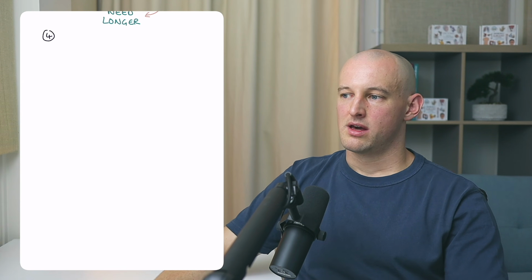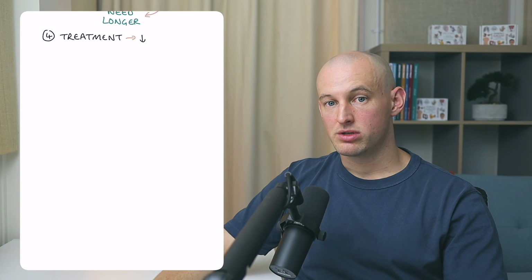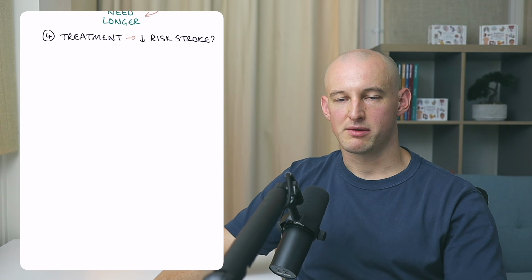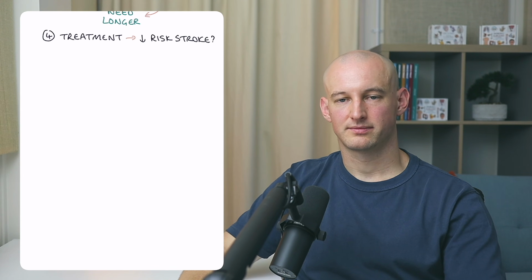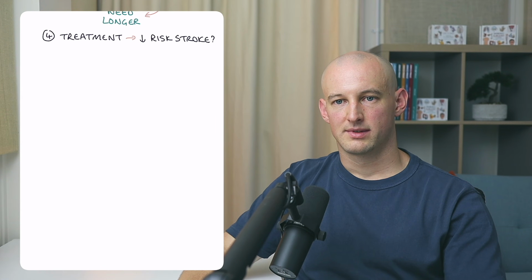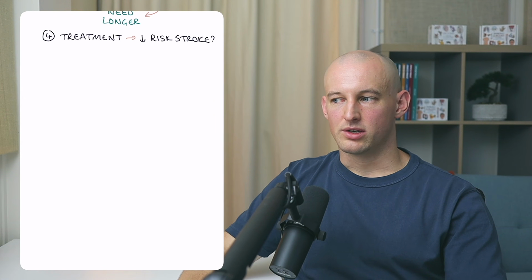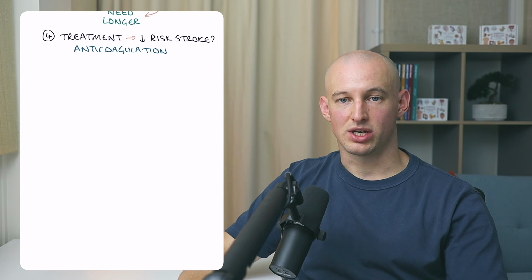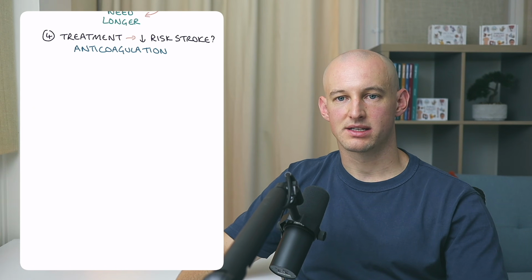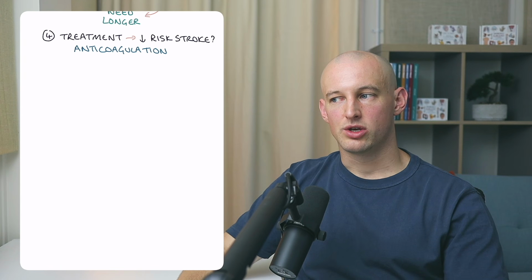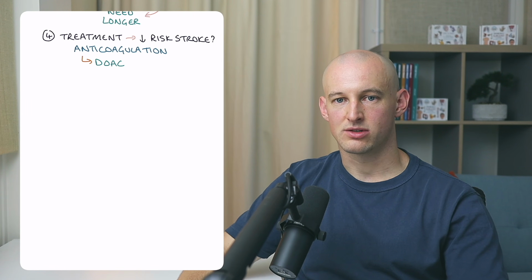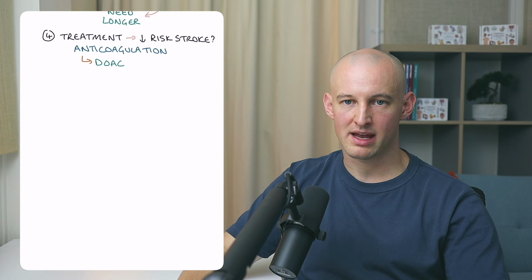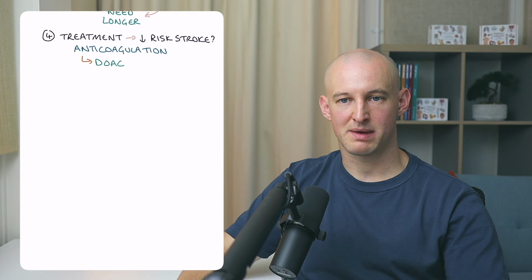Question 4. What treatment is used to reduce the risk of stroke in atrial fibrillation? Long-term anticoagulation, which reduces how fast the blood clots. Usually this is with a direct-acting oral anticoagulant, or DOAC, for example, apixaban, rivaroxaban, edoxaban, and dabigatran.